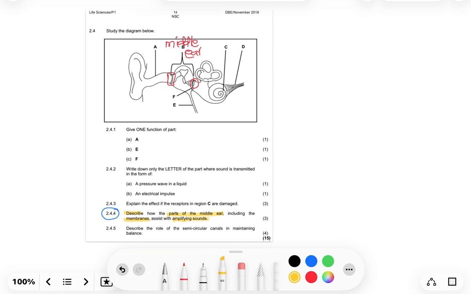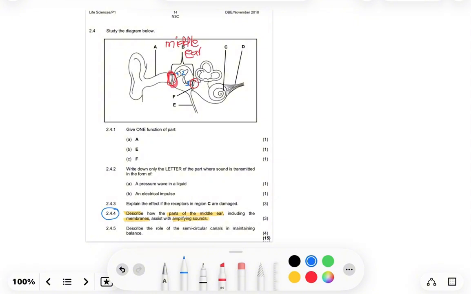All right. Okay. So this is a moderately difficult question, which is asking us to link the relationship that we find between this part and the ossicles 1, 2, and 3, as well as the oval window.